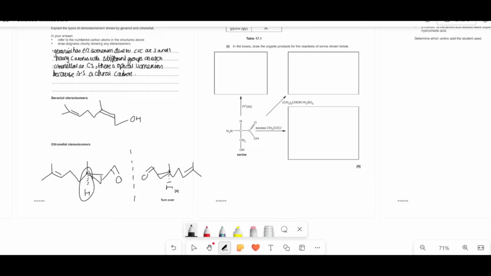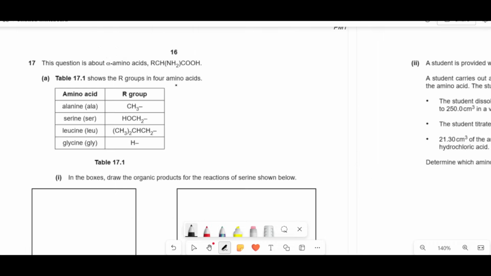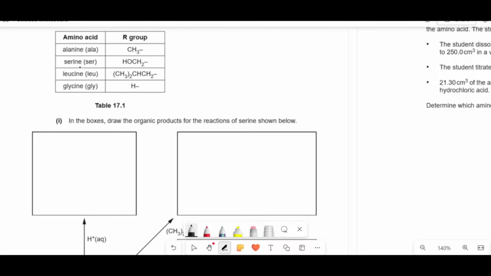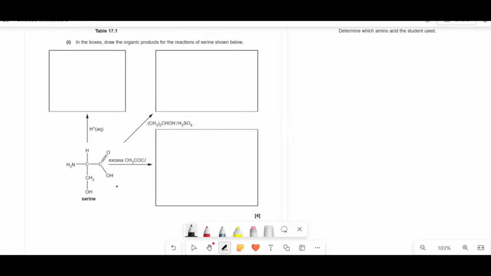The reason I've added the H in there is to show that there are four different groups clearly, and you need to do that. So this question is about alpha amino acids. It says, here are the R groups of four amino acids. In the boxes below, draw the organic products of the reactions of serine shown below. So we've got serine here.